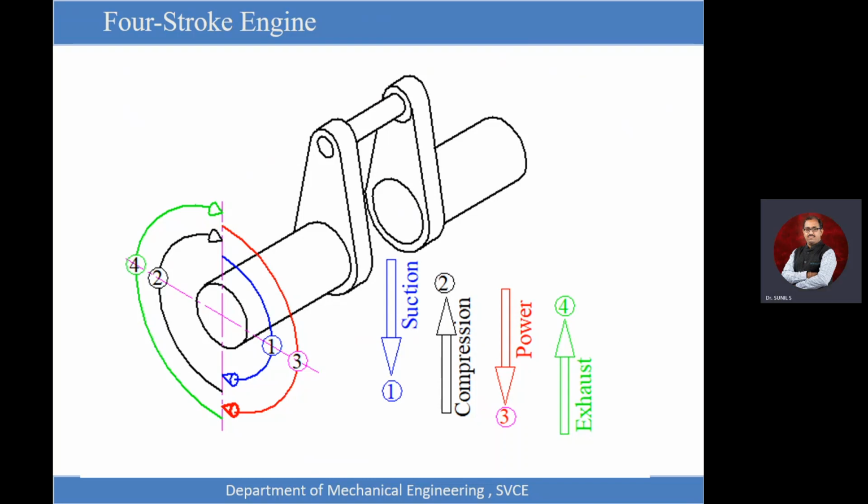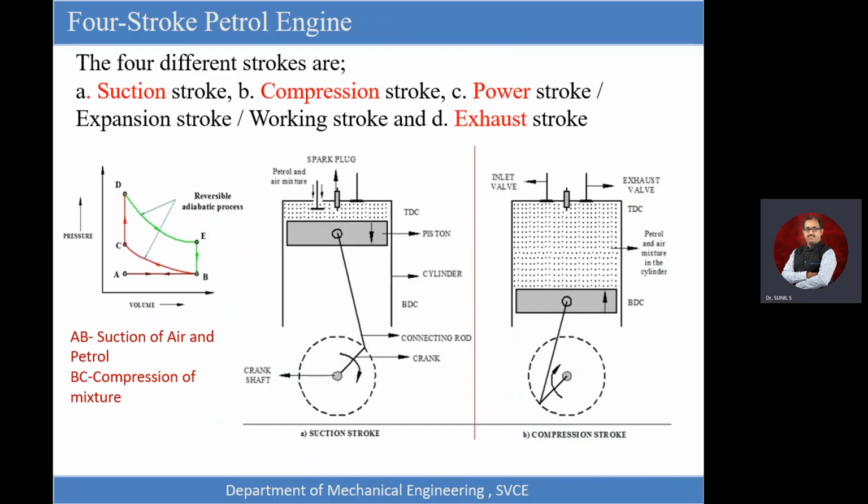4-stroke. Yesterday we discussed this is the top dead center, this is the bottom dead center. The piston moves from one end to the other end; this is called 1 stroke. Since the cycle, whatever the 720 degrees is there, gets completed in 4 movements of the piston, it is called 4-stroke. Right? Once again, we will discuss the same petrol engine 4-stroke work.